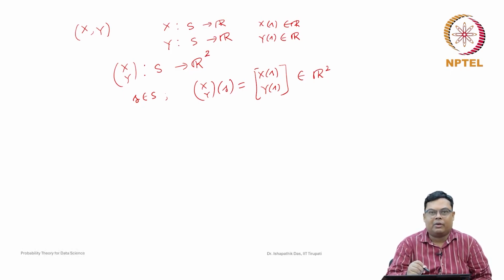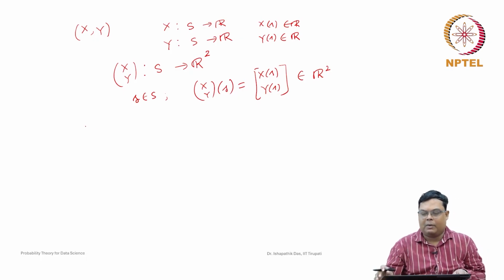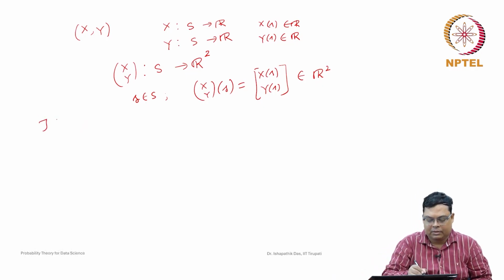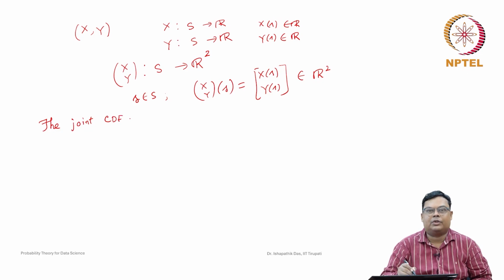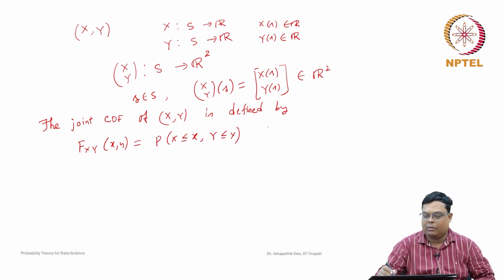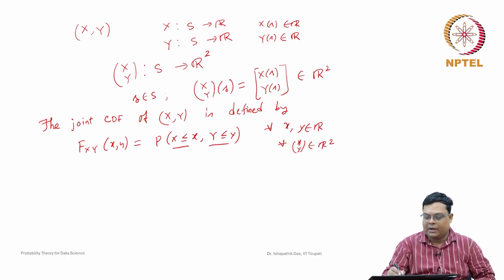So this is a bivariate random variable we already discussed, and then we defined the joint probability distribution function, the joint cumulative distribution function, joint CDF, of the random variable (X, Y), defined by F_XY(x, y) = P(X less than or equal to x, Y less than or equal to y) for all (x, y) belonging to the real numbers, or we can say for all (x, y) belonging to R^2. Now, we have already defined these things.